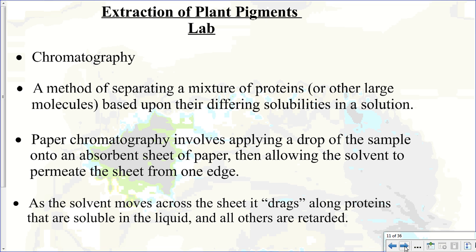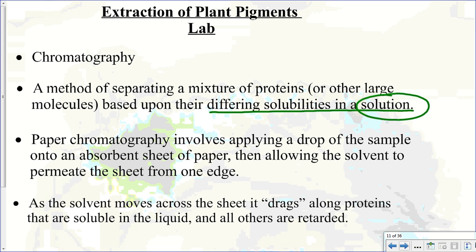So the lab that we will be doing, it is referred to as a chromatography lab, and this lab is going to be separating plant pigments, and it separates a mixture of plant pigments that we do have in the leaf based upon their differing solubilities in solution. Different solutions that we can use and different pigments are able to dissolve in or are soluble in these solutions to different degrees.